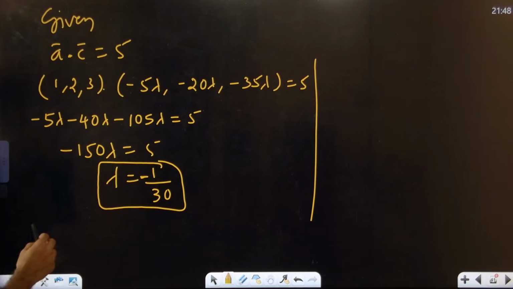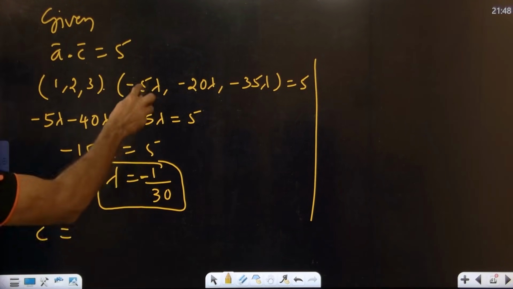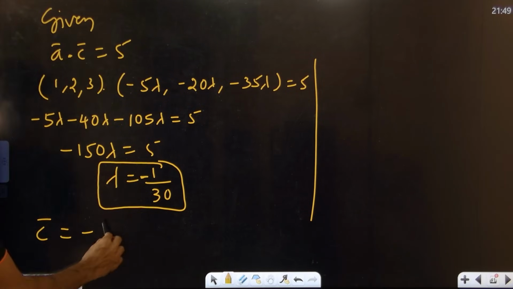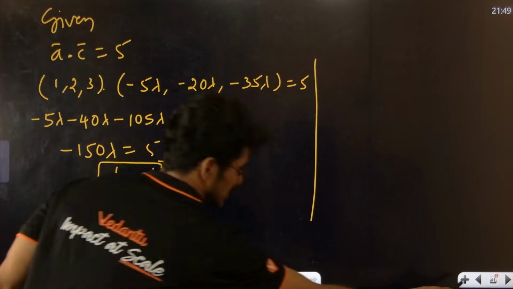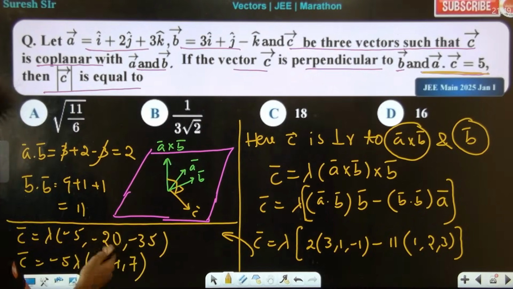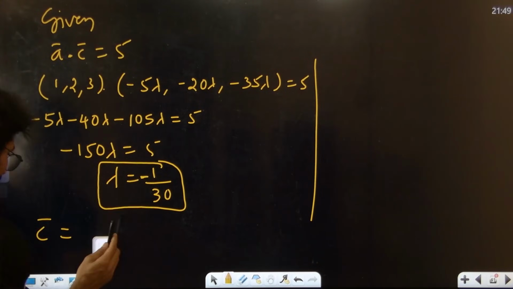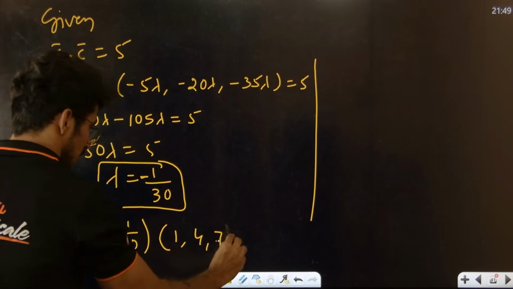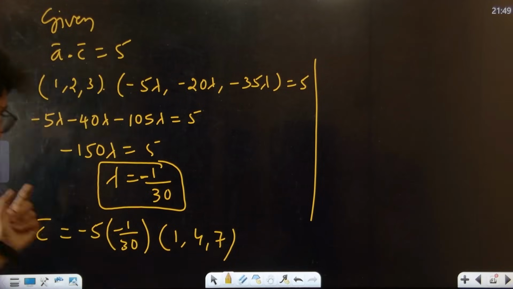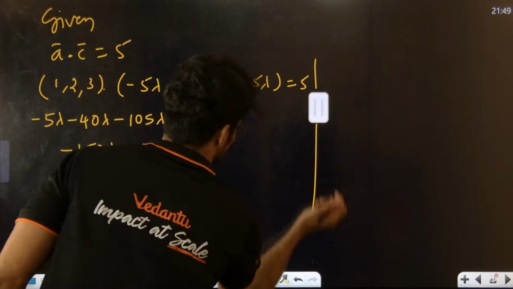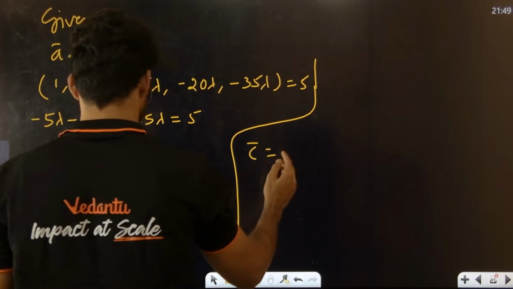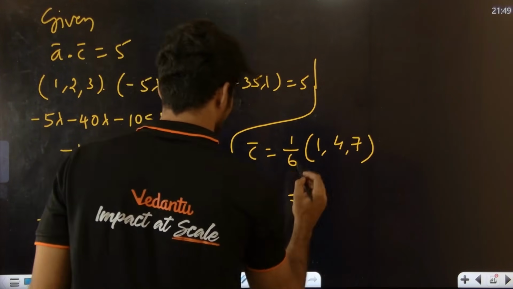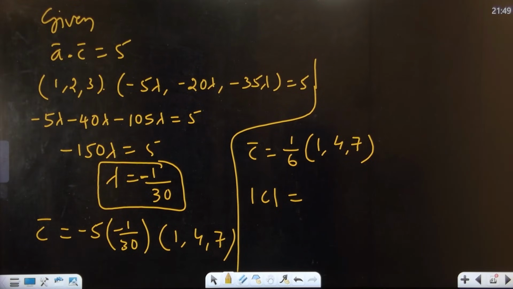Do you understand? Once the lambda value has come, what will the C value be? Minus 1 by 30, tell me quickly. What was C? C is minus 5 into lambda into (1, 4, 7), that is i cap, 4j cap, 7k cap. Be careful with minus and plus. So 1 by 6 outside, (1, 4, 7). So C vector is what, sir? Now tell me the magnitude of C. It is done. What is the magnitude of C?